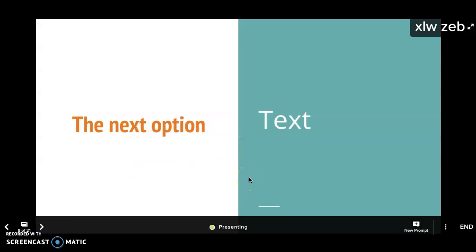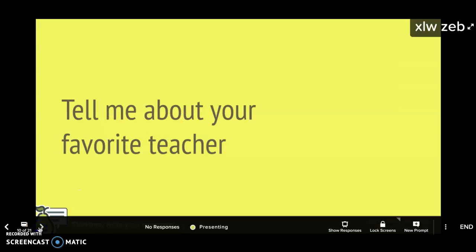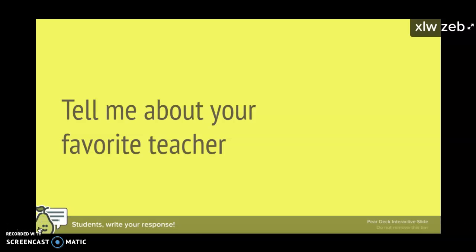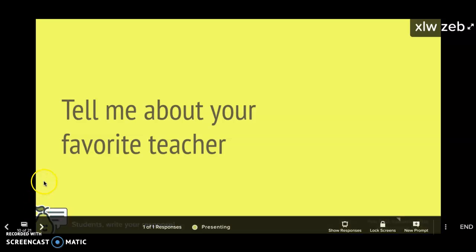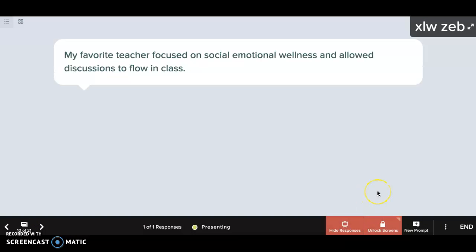The next option is text. Students will be able to write in a text bubble. Tell me about your favorite teacher. I will give everyone a few seconds to answer this. So again, hit that answer button at the bottom. We can lock our responses. We will show our responses on the screen.